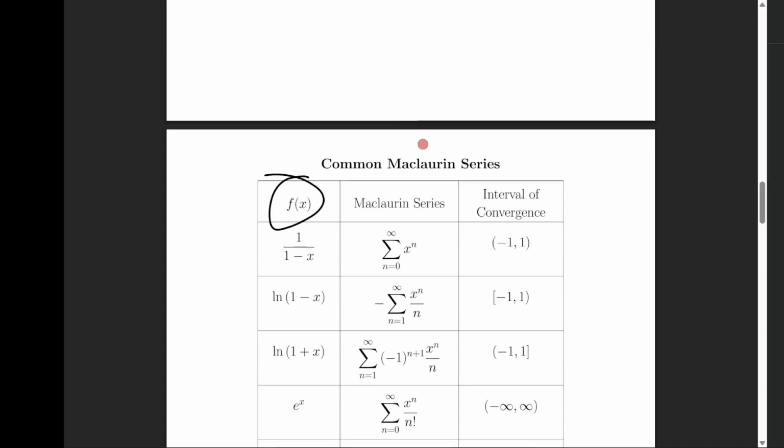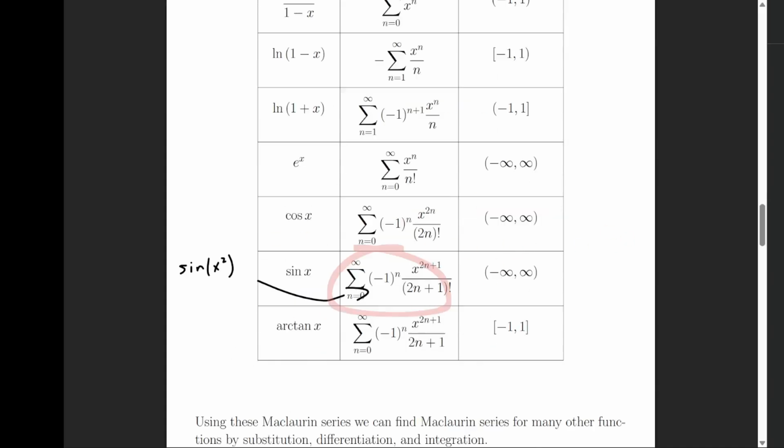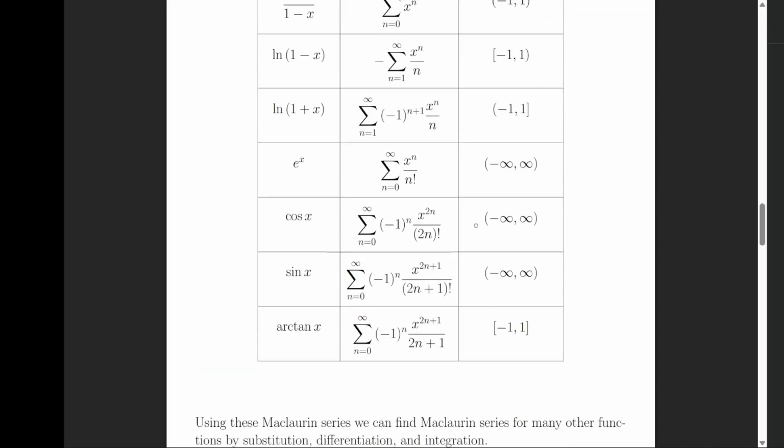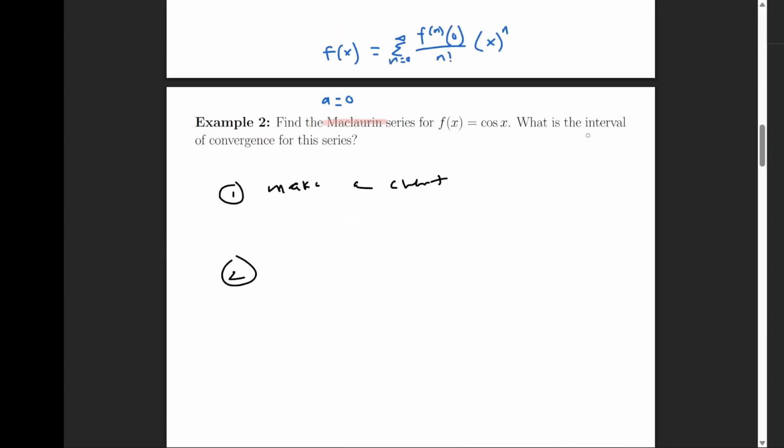The common Maclaurin series that they give you, and you tweak it a little bit. But since we're starting from the beginning, we don't have this chart, right? So we're going to start from the top basically. Okay, so you're going to make the chart.